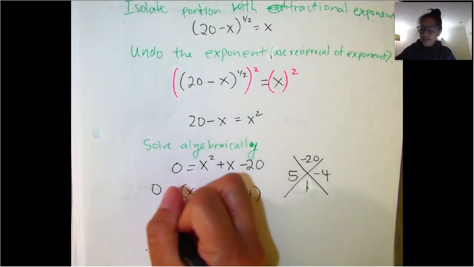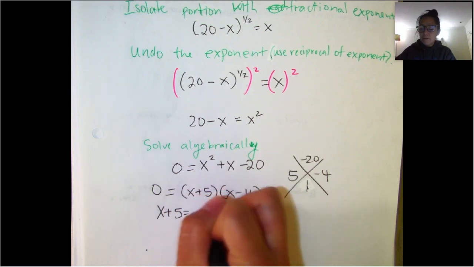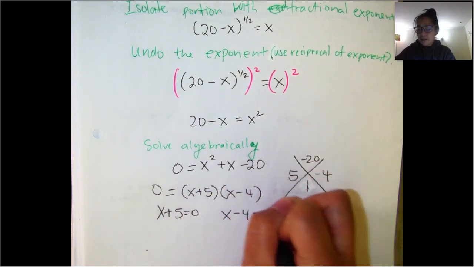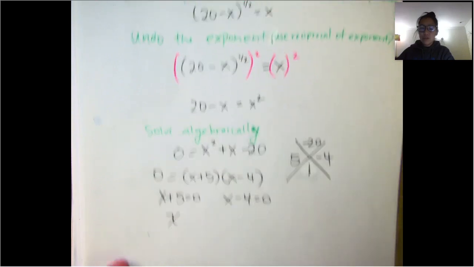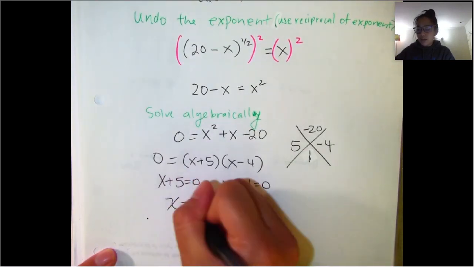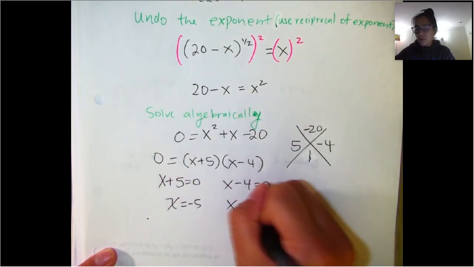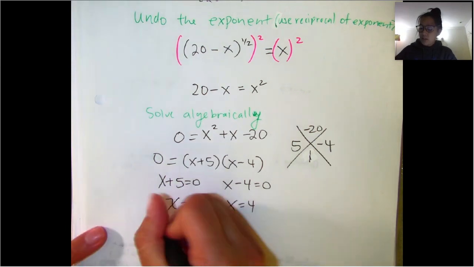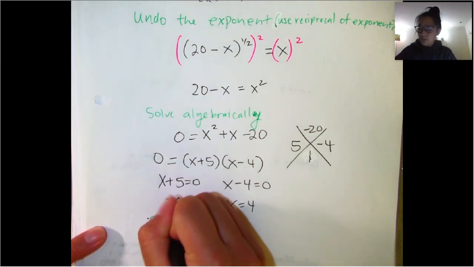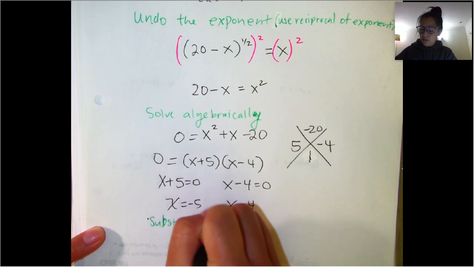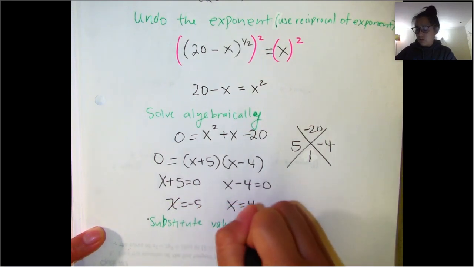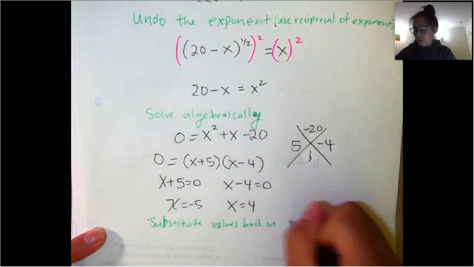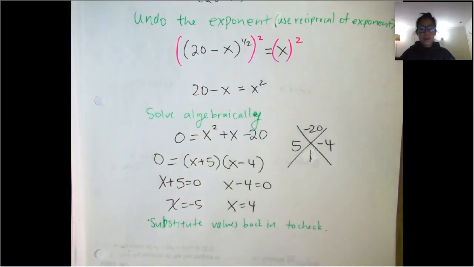And we set both of these equal to 0, and we get x plus 5 equals 0, and x minus 4 equals 0. So ultimately over here you get x equals negative 5, and over here we get x equals 4. Are we done? No, of course we're not done. You got to check your answers. So substitute our values back in to check.